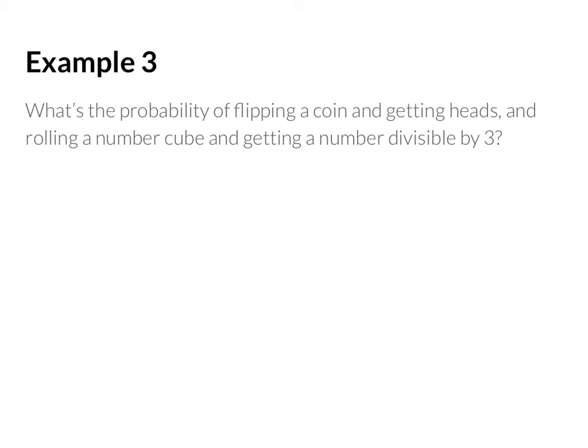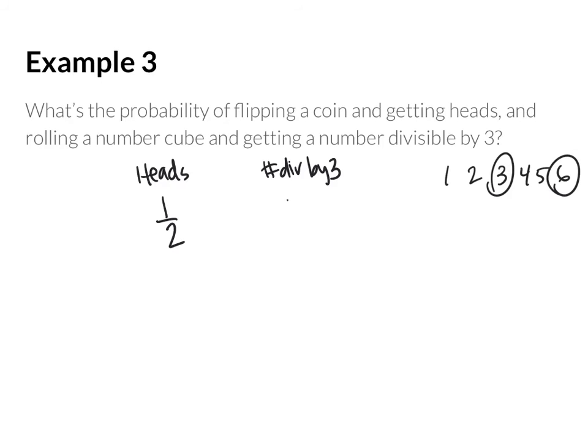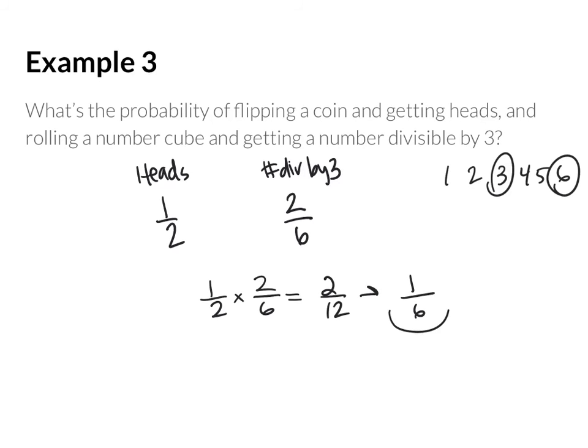Our final example, what's the probability of flipping a coin and getting heads, and then rolling a number cube and getting a number divisible by 3? So we're looking for the probability of getting heads, and then a number divisible by 3 on a number cube. So heads has a 1 in 2 chance of happening. On a number cube, I have 1, 2, 3, 4, 5, and 6. 2 of those are divisible by 3. The probability of both of those things happening is going to be the product of those 2 probabilities, giving me 2 out of 12, which is a 1 in 6 chance.